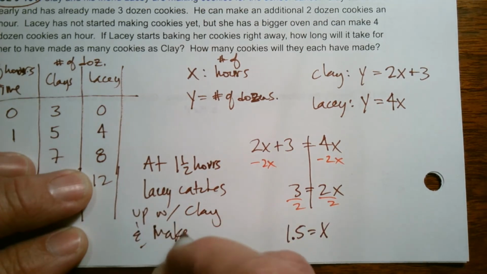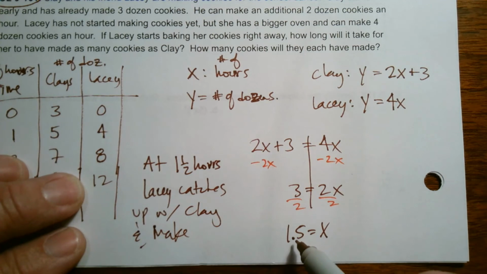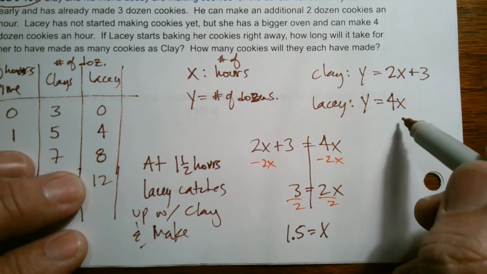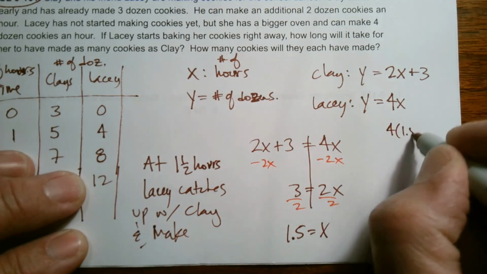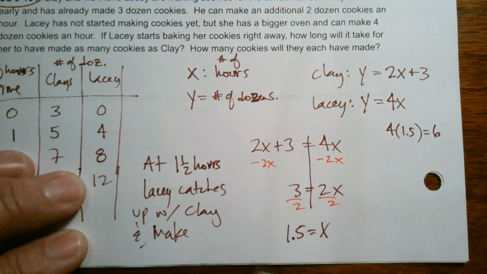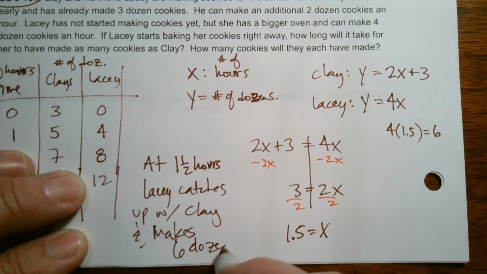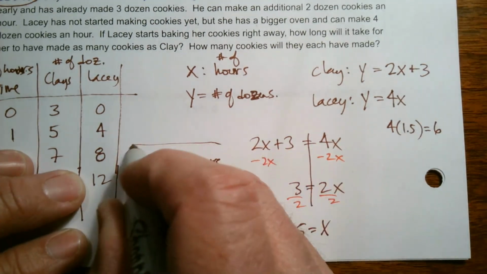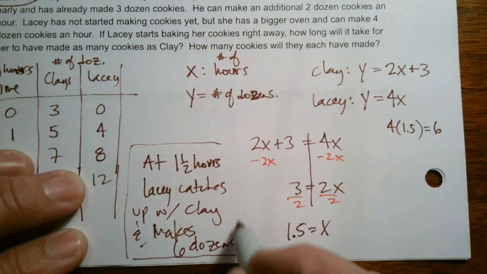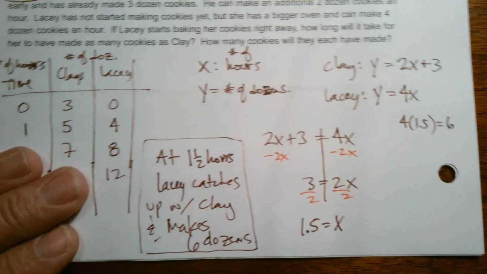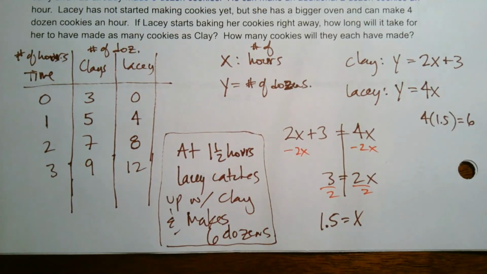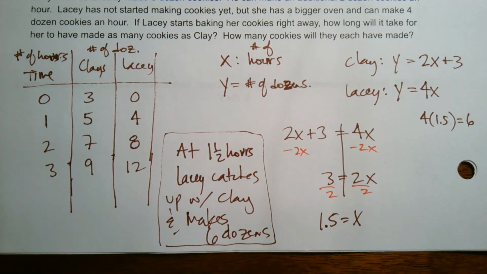And let's figure out how many cookies they make. At 1.5 hours, 4 times 1.5 is equal to 6, so she makes 6 dozen. She's at 6 dozen cookies, and so is Clay at 1.5 hours. That's when they're the same, and that's how many cookies they have: 6 dozen.